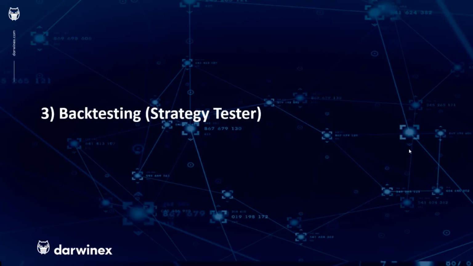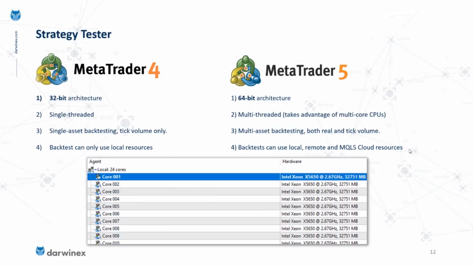Let's now move on to key differences between the strategy testers of MT4 and MT5 and how they will impact your future trading strategy R&D in your conversion from MQL4 to MQL5 or in your development entirely in MQL5. Firstly, the key difference between MetaTrader 4 and its counterpart 5 is that MetaTrader 4 is 32-bit in architecture and MetaTrader 5 is 64-bit in architecture. So it is significantly faster owing to just architecture.